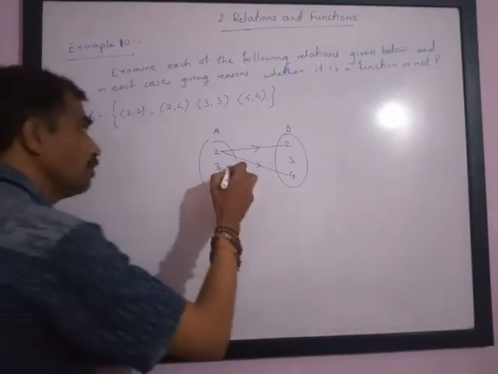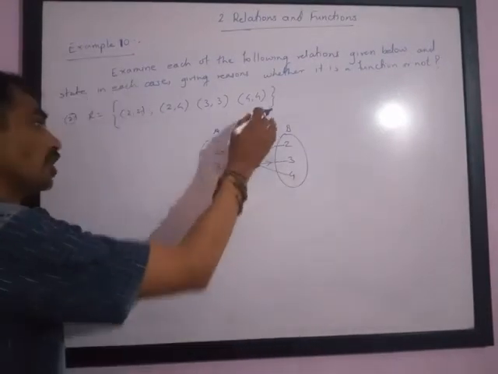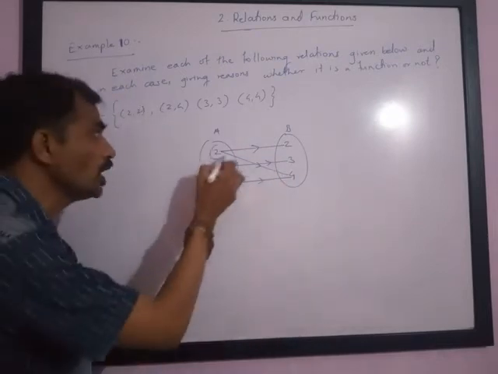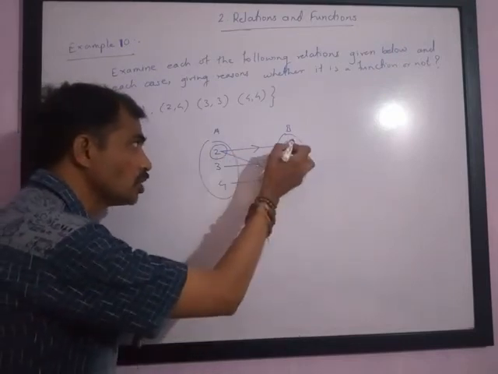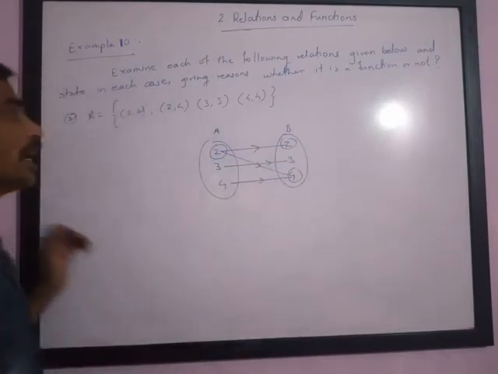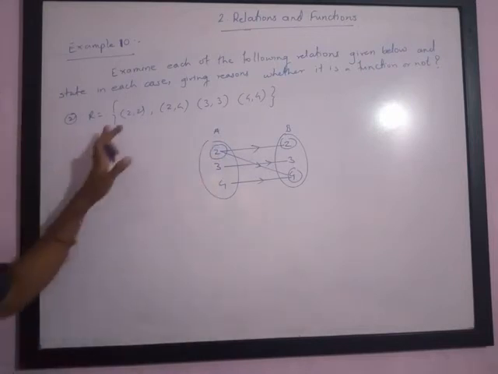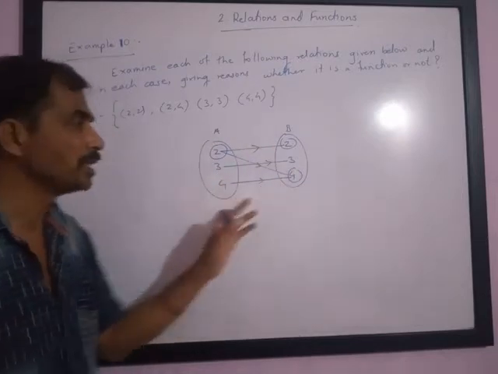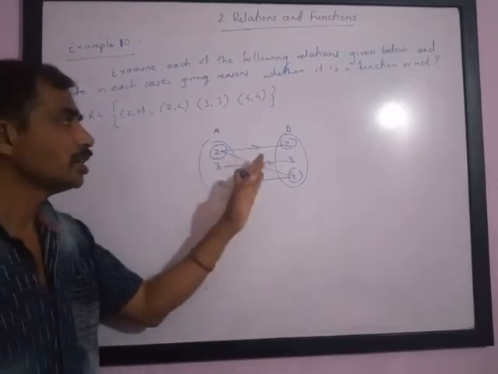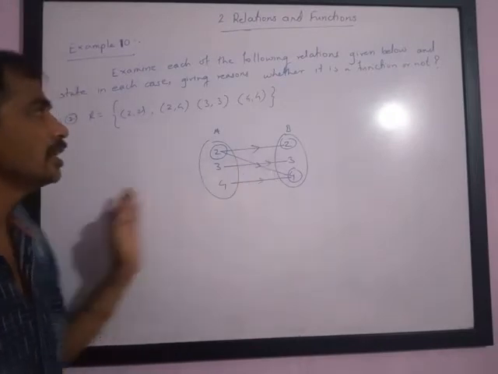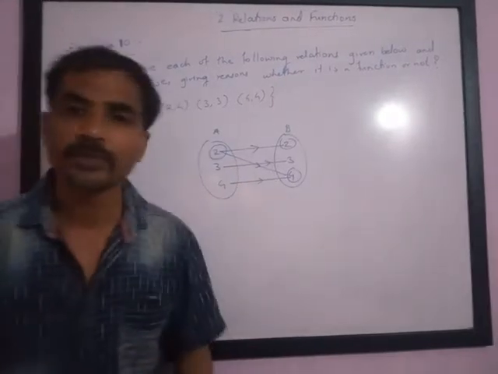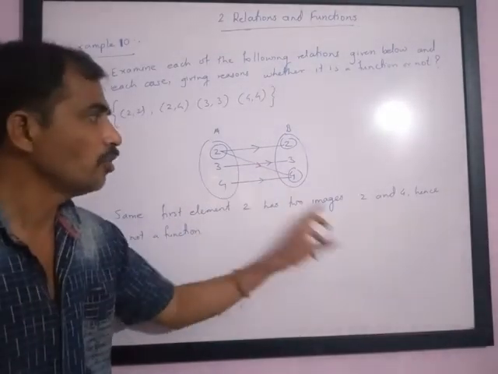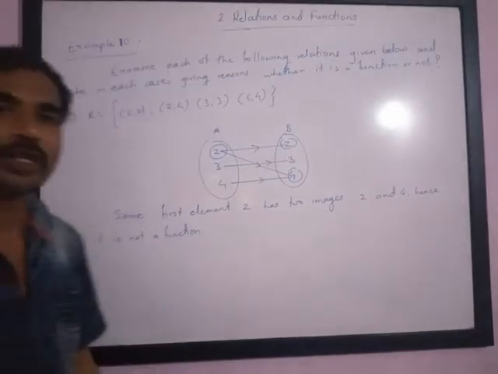Then 3 has image 3, and 4 has image 4. So here please understand, 2 has two images. 2 is one of the images and 4 is also one of the images. Hence it is not a function. The reason is, every element in set A has an image, but it does not have only one image. So every element in set A does not have only one image, hence it is not a function. Same, the first element 2 has two images 2 and 4, hence it is not a function.